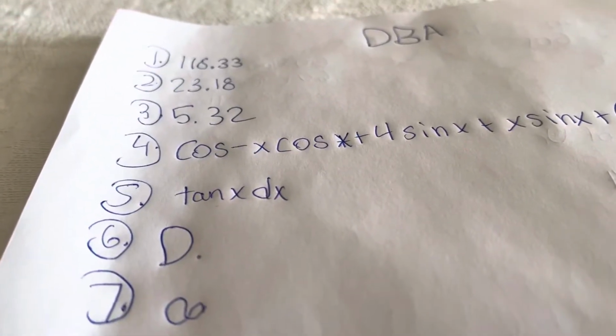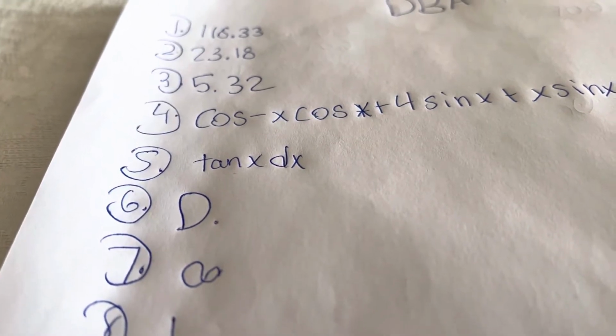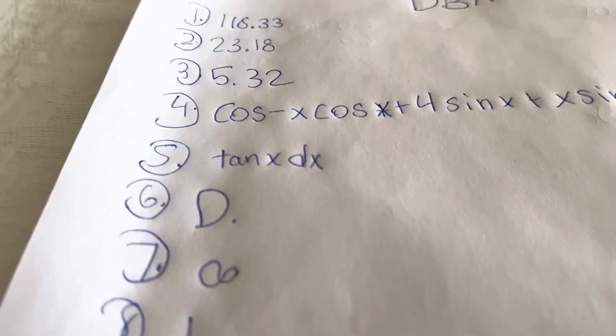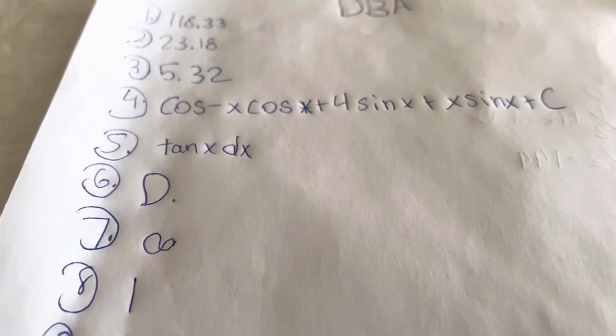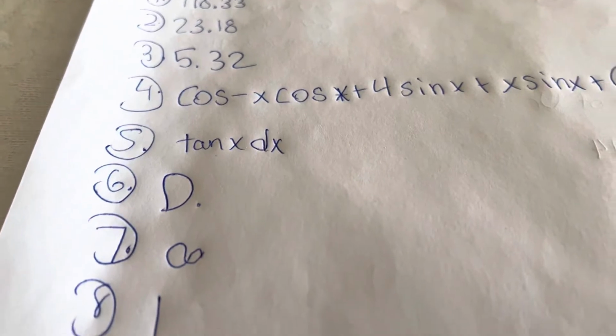It says, what is the correct solution for the integral of x sine x plus 3 cosine x dx? So here I basically entered it into a graphing calculator, and this is what I got out of it, so I just used it. And then for the fifth one, I did the same thing.